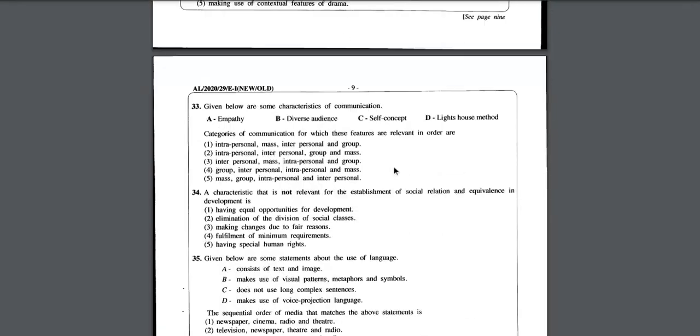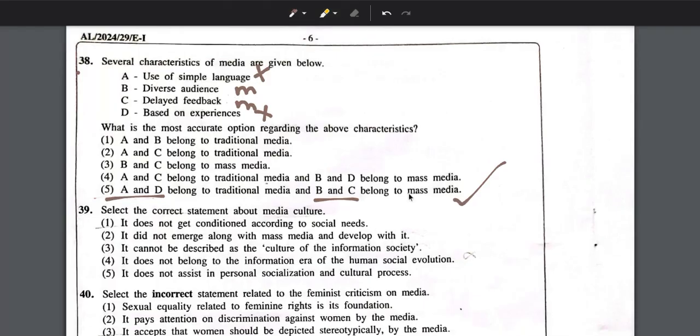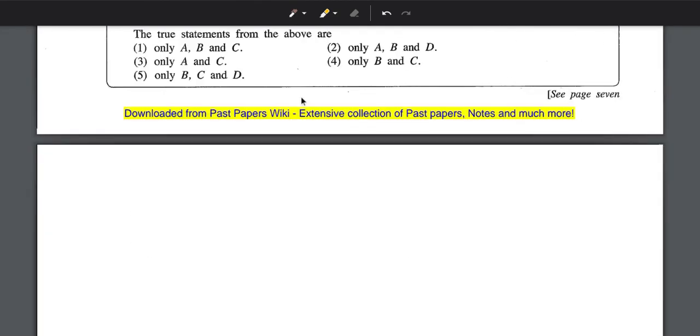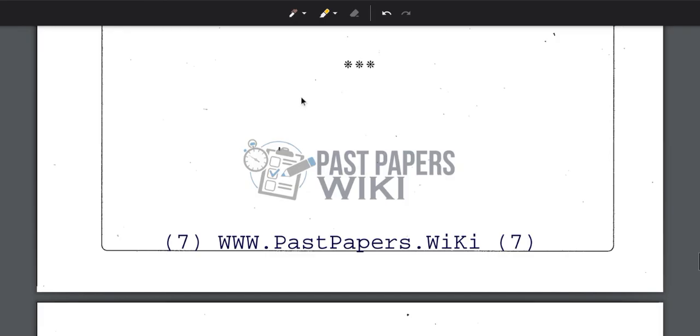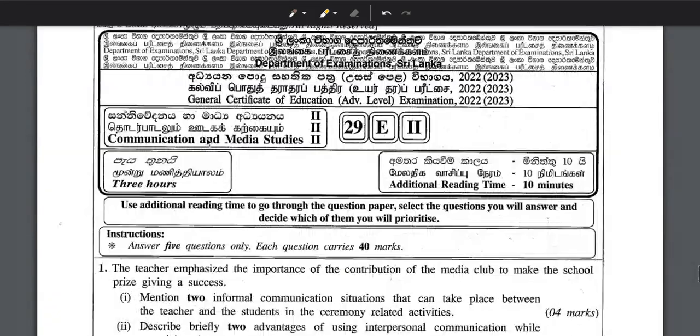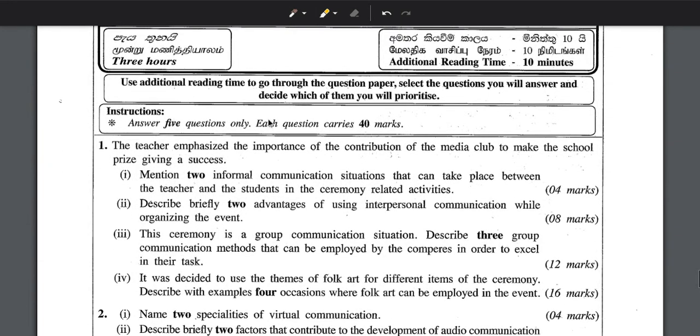Those are MCQs, right? Let's say this one, right? 50 questions are there. Here up to 50 you have MCQs, and here this is the second part. So here you can see answer 5 questions only. Each question carries 40 marks, right?